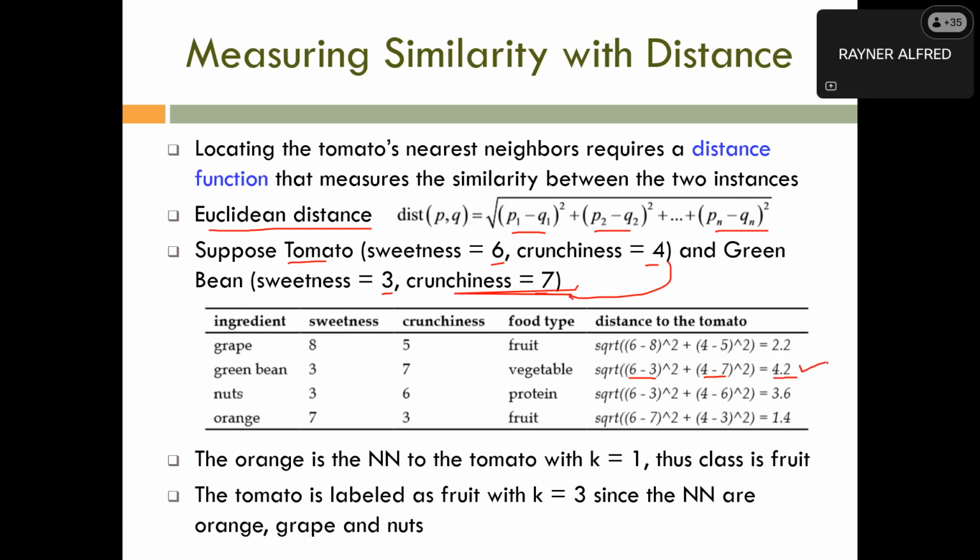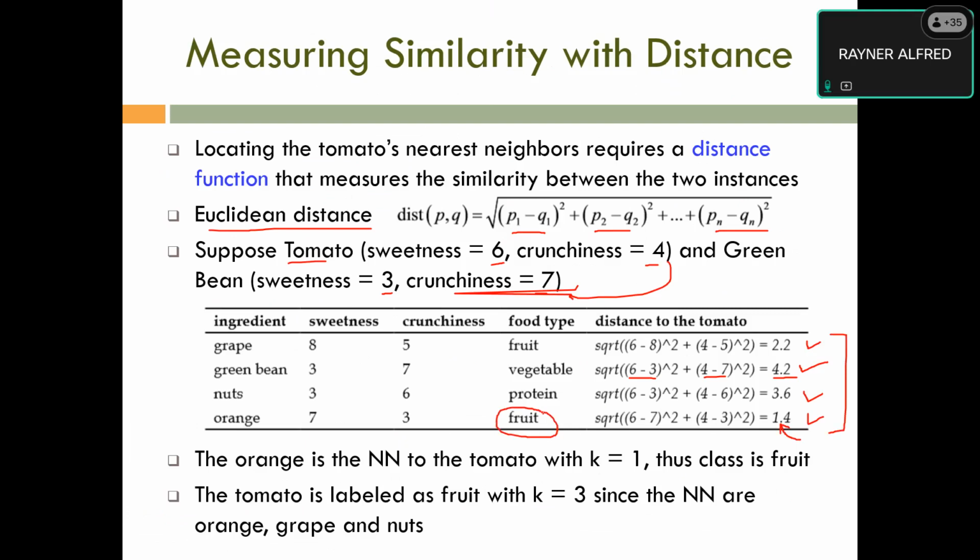Okay. So we can also measure the differences between tomato and grape, which is 2.2. And then tomato and nuts, and also the orange. So this tells you which one is the nearest neighbor, which is this one. So if we take k equal to 1, that means the nearest neighbor. So we can take this food type, fruit, and we assign this one to the tomato because k equal to 1.